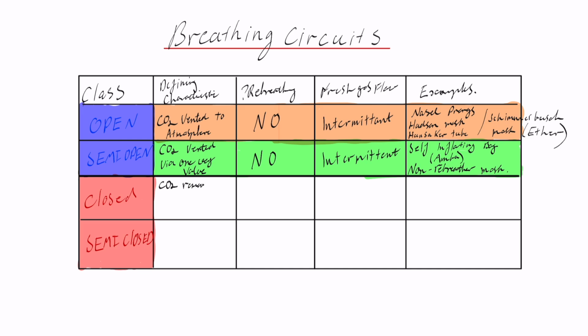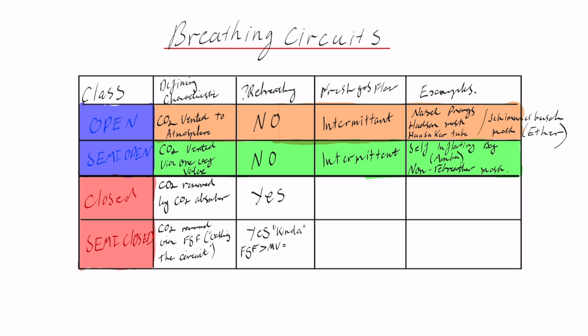For our closed and semi-closed circuits, we talk about for closed, the defining feature would be CO2 is removed by a CO2 absorber, while with semi-closed, CO2 is removed via fresh gas flow, which washes the circuit of the CO2. So then the question is the patient rebreathing their own gases? And the answer for closed and semi-closed is yes. But for semi-closed, it gets a bit more nuanced, as it's kinda a yes, because if fresh gas flow is greater than minute ventilation, then no rebreathing, or at least decreased rebreathing, should occur.